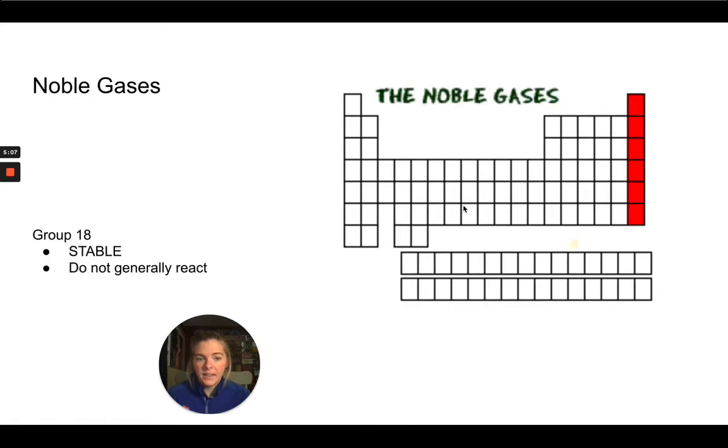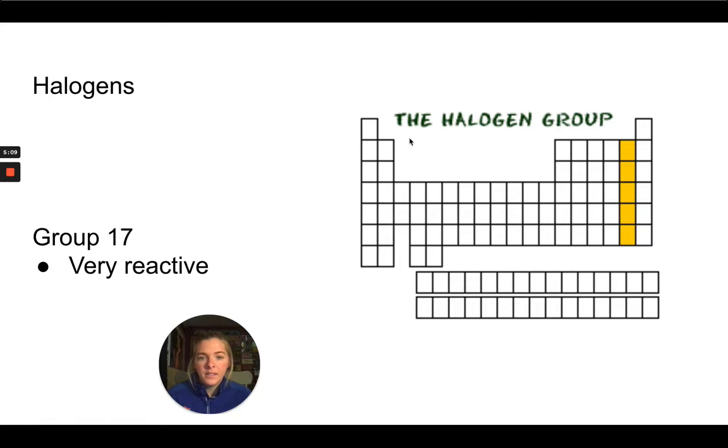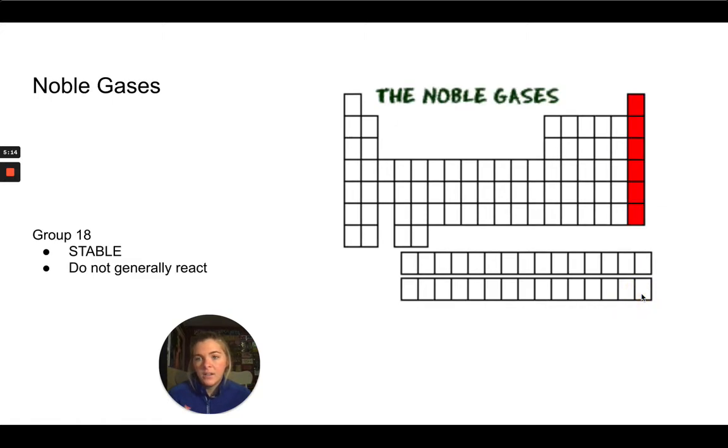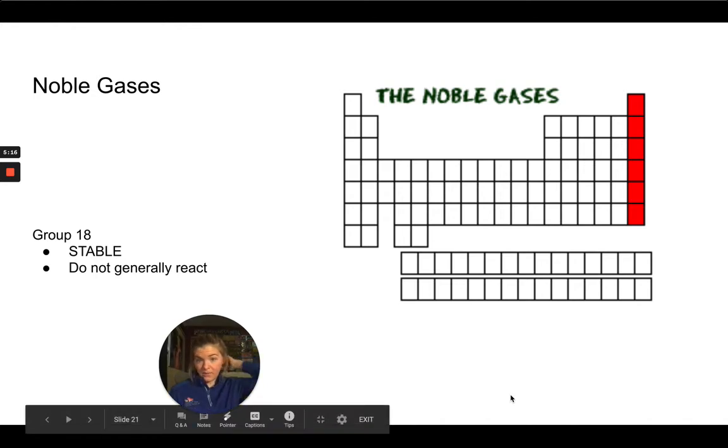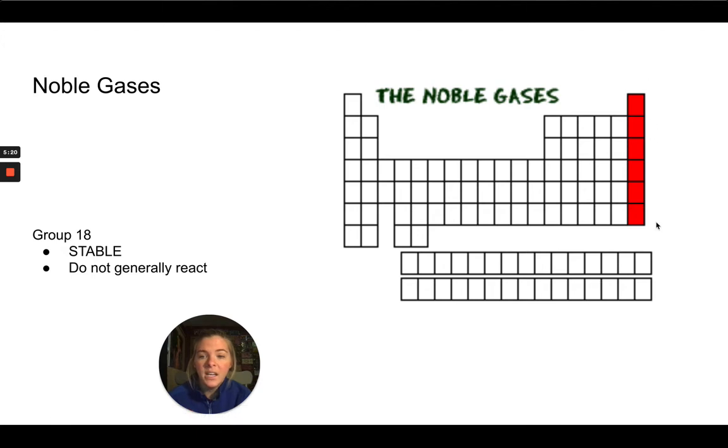So notice that the first, the second, and the seventh group here are very reactive. The noble gases, you will need to know the name of this group. They're the final column on the right, the furthest right. They are super stable. They rarely react with anything. They are the perfect elements. Okay, those are our noble gases.